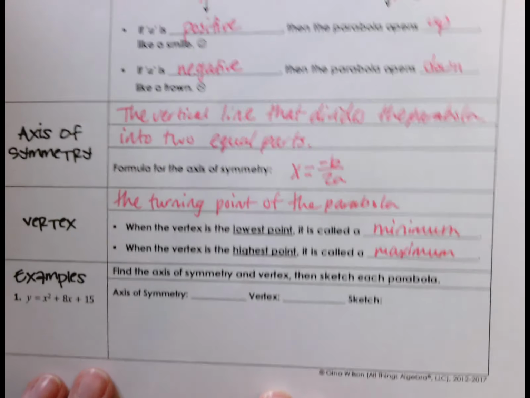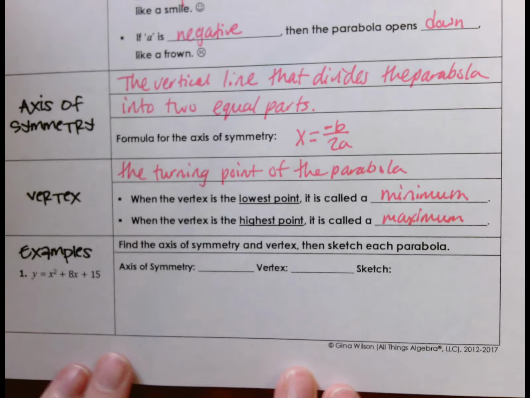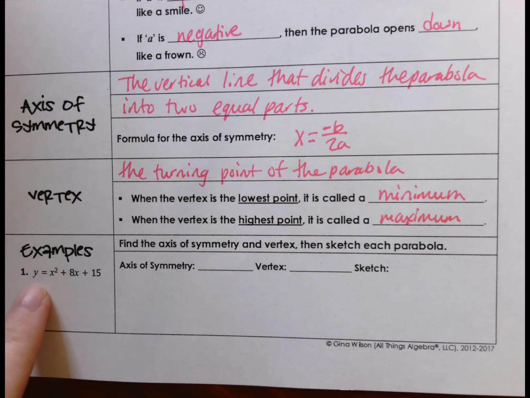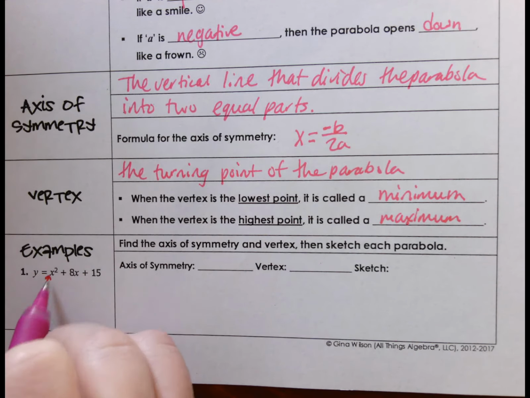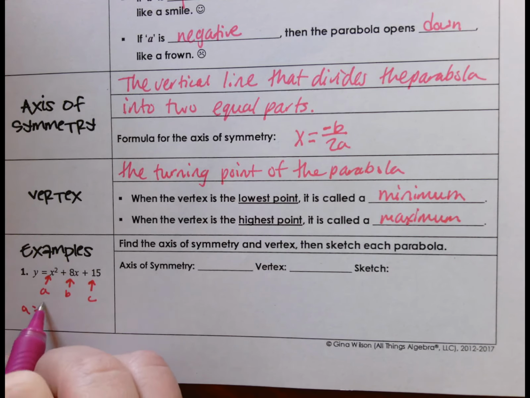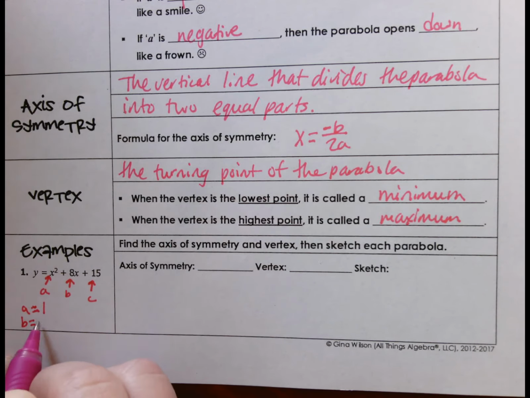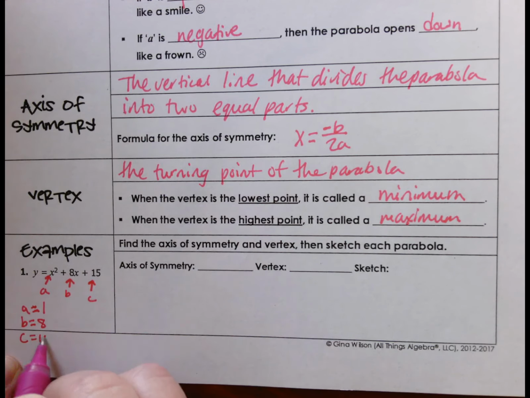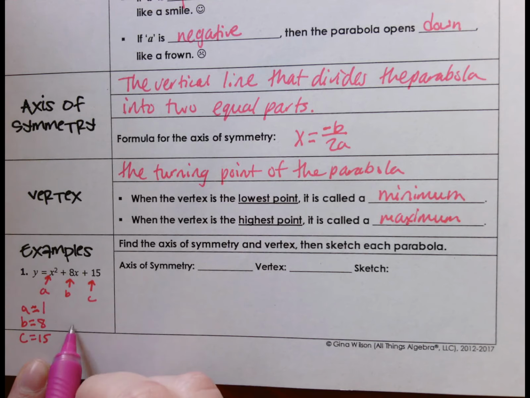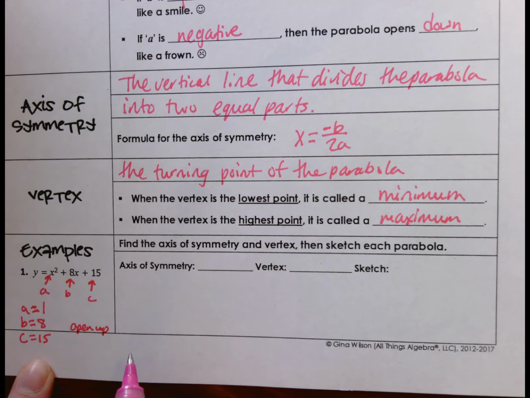All right, so let's look at one example and then we'll talk about a few more examples here in a minute. We are going to find the axis of symmetry and the vertex and then sketch the parabola. Okay, so here is our equation, y equals x squared plus 8x plus 15. So this is going to be a, this is b, and this is c. So a is equal to a positive 1, b is equal to 8, and c is equal to 15.